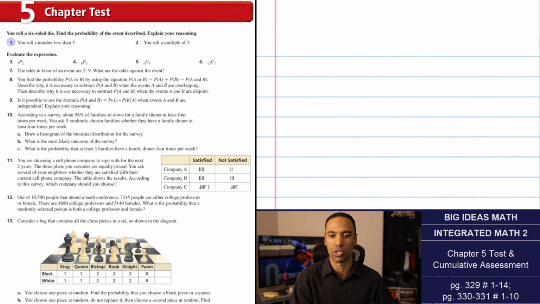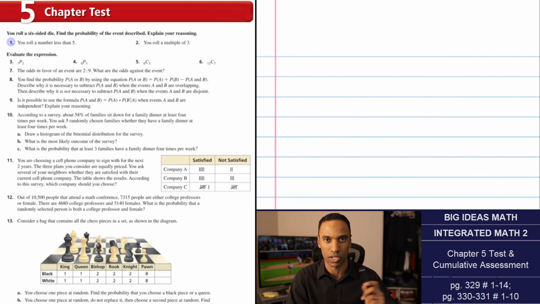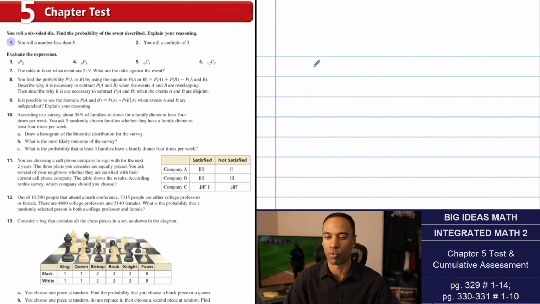That being said, I'm going to go ahead and get started. There are two different sections here. You can download these things below in the description section, the test and the cumulative assessment. We'll start with this page, numbers 1 through 14 on the chapter test.